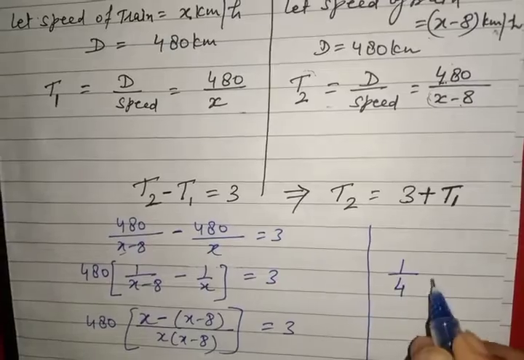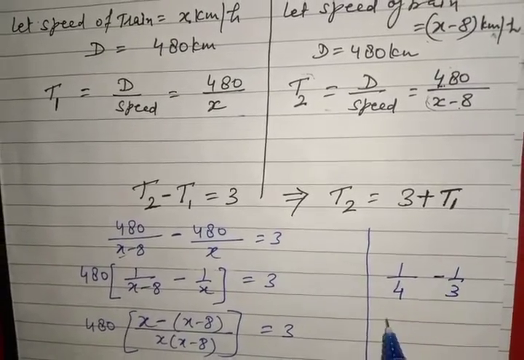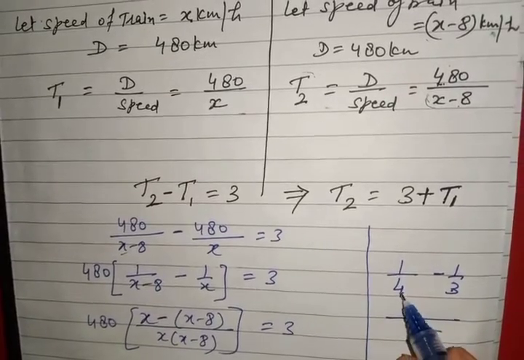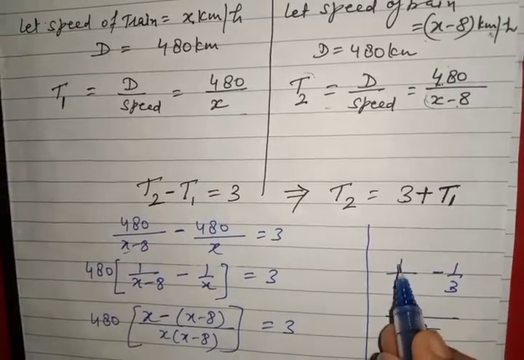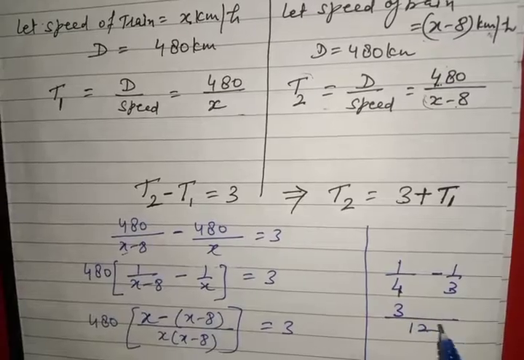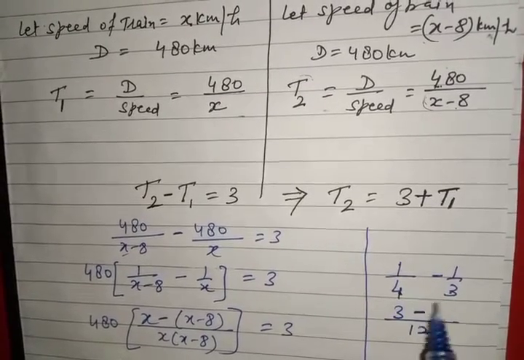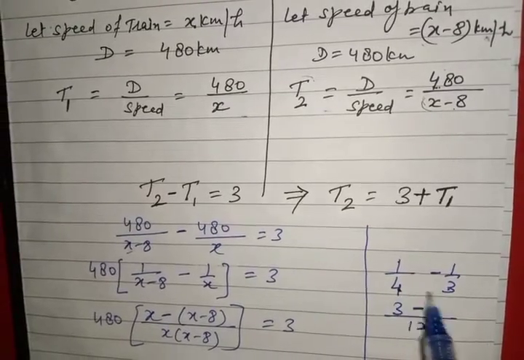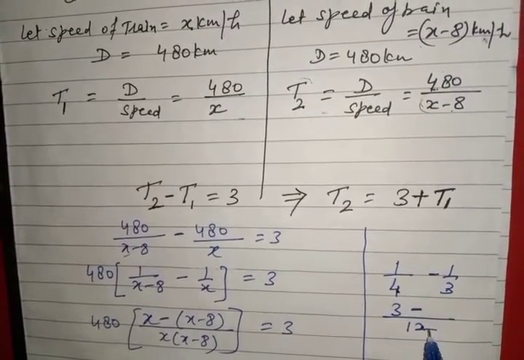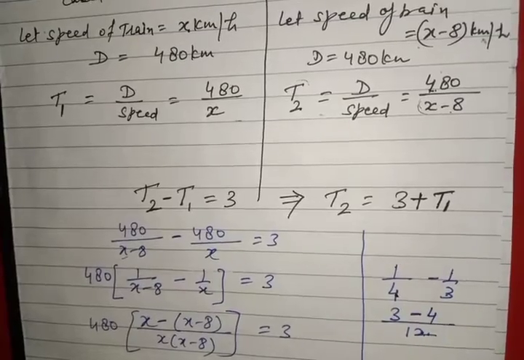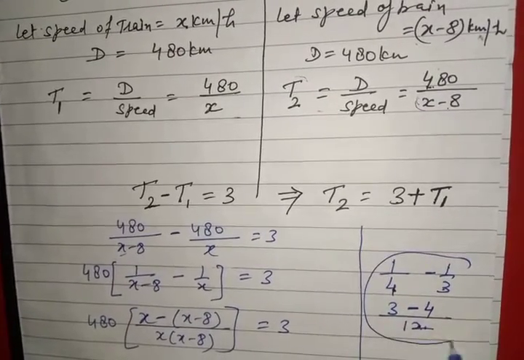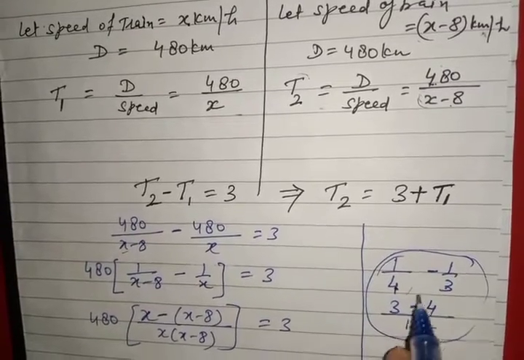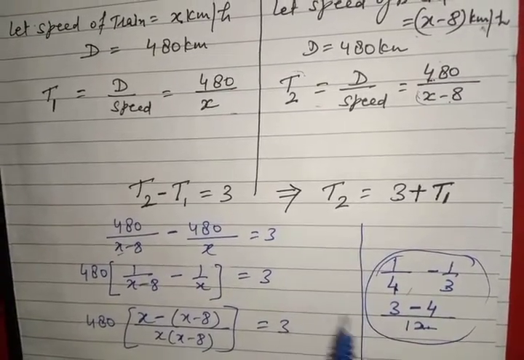Suppose this is 1 by 4 and this is 1 by 3. So the LCM is the multiplication of these two, which is 12, and divide this 12 by 4, you will get 3. Multiply this, 3 ones are 3, and minus, divide this 12 by 3, you will get 4, and 4 ones are 4. So in this way we will take LCM. By mistake I took the smaller and greater number, but it is one and the same thing. But you should know LCM.